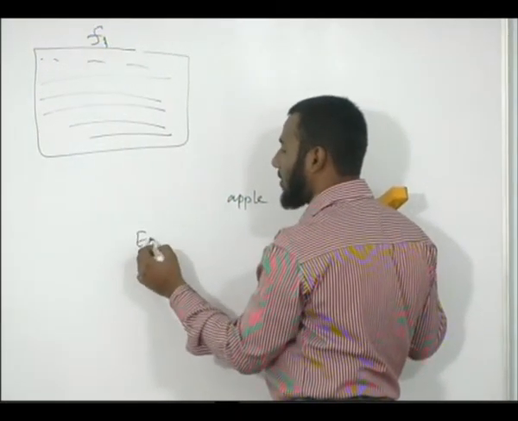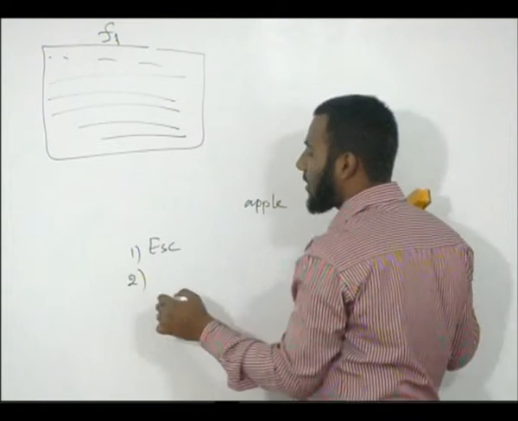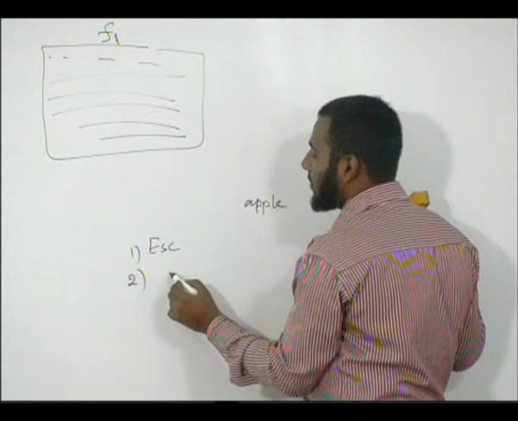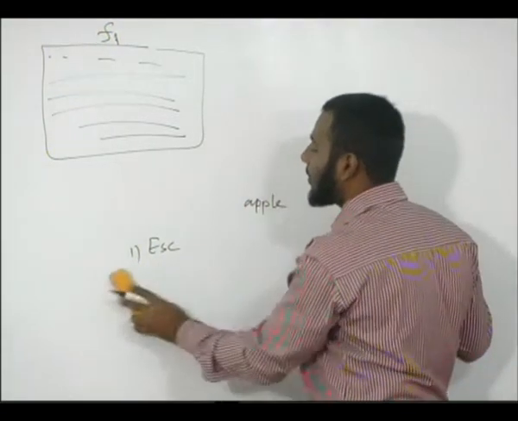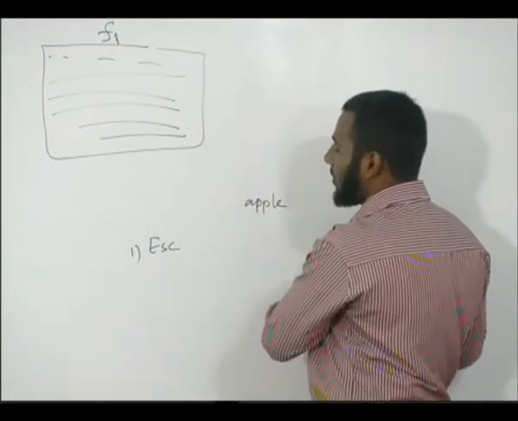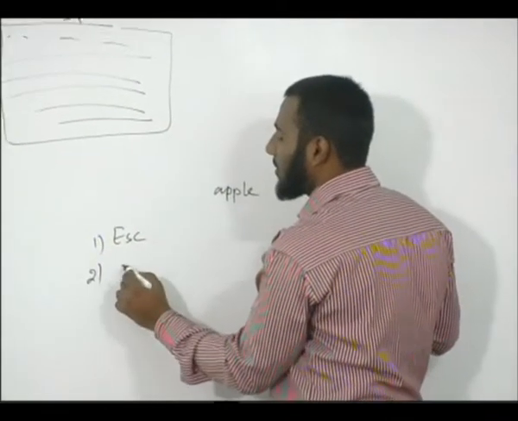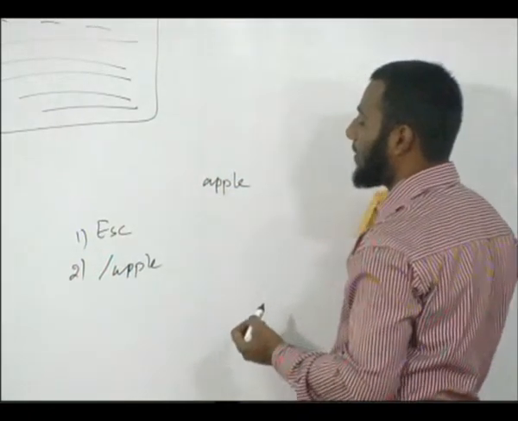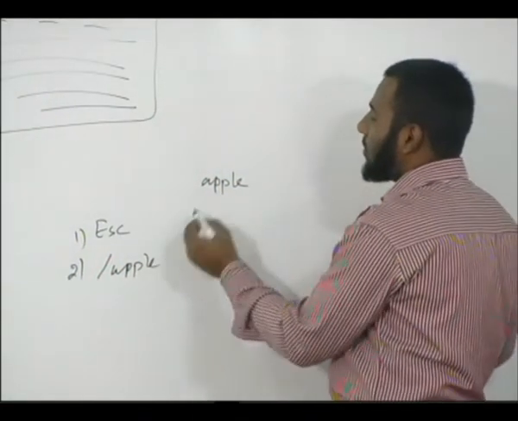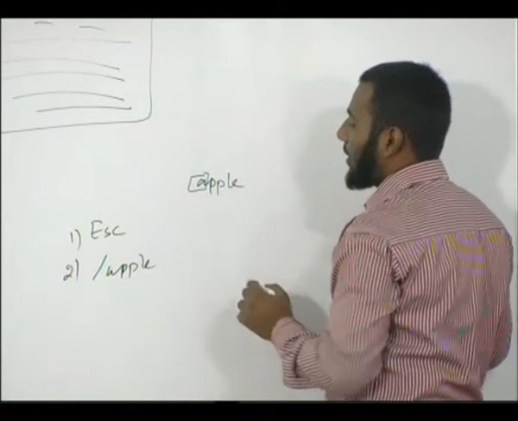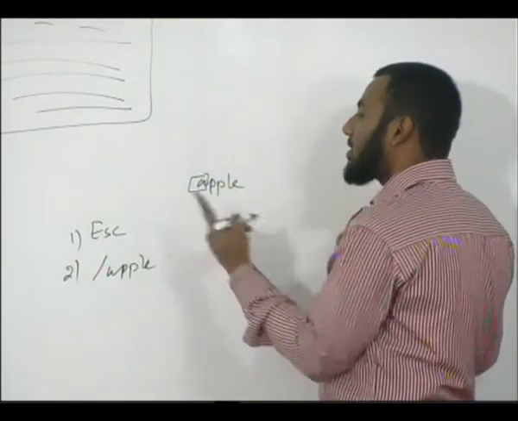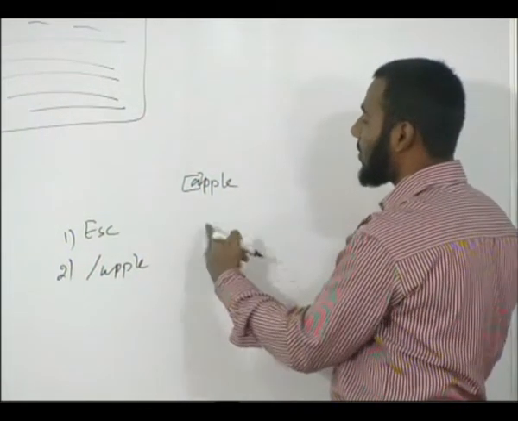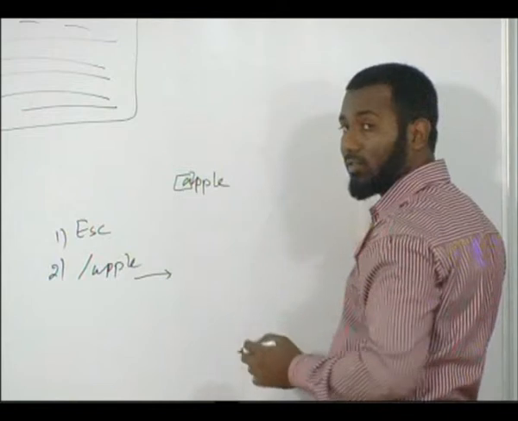If I want to search for apple in this file, I will first go to command mode just by pressing escape. Then we'll go into the execution mode and type slash apple. Then the first occurrence of apple will be located. If I want to find the next occurrence, I have to retype this command, and this will do searching in the forward direction.